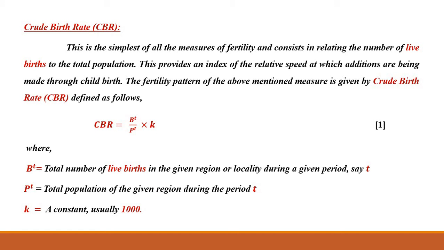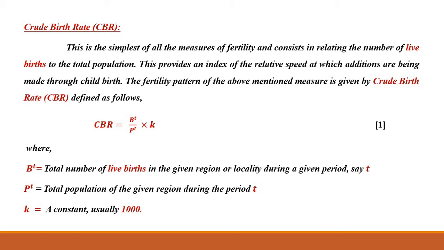Now, crude birth rate, the CBR. The CBR is the simplest of all the measures of fertility and consists in relating the number of live births to the total population. This provides an index of the relative speed at which additions are being made through childbirth.